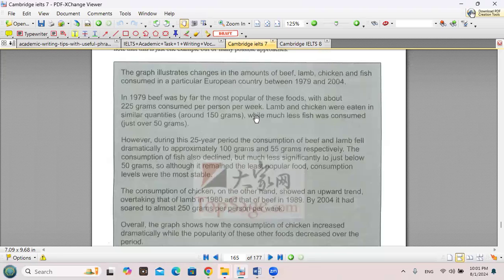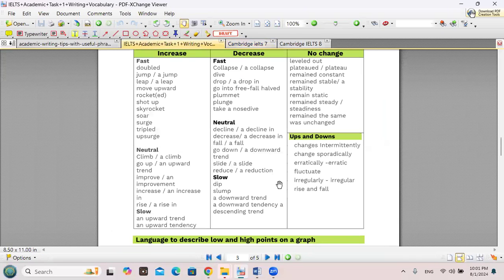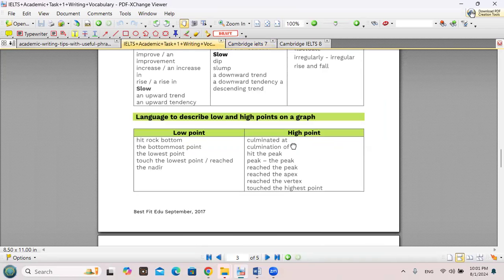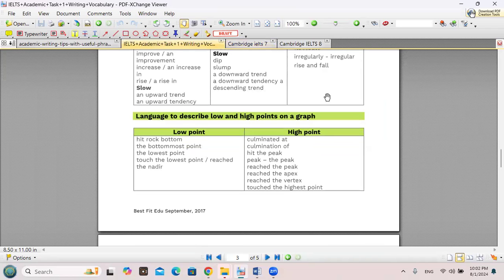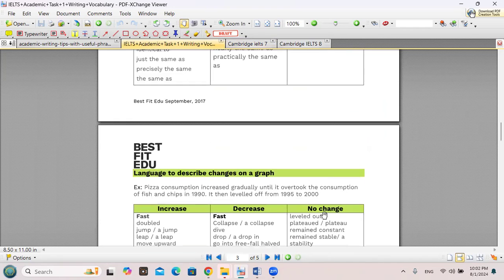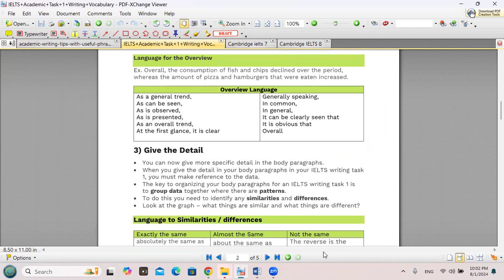You see, that's why in writing task 1 we also have this one. As I told you, this one is so good. You can use these expressions. You can memorize them. It is really, really good to help you. If you like to express your ideas, you have this one. This is overview language.